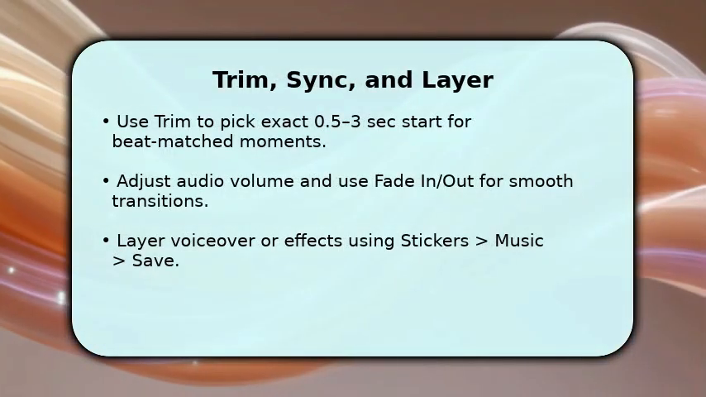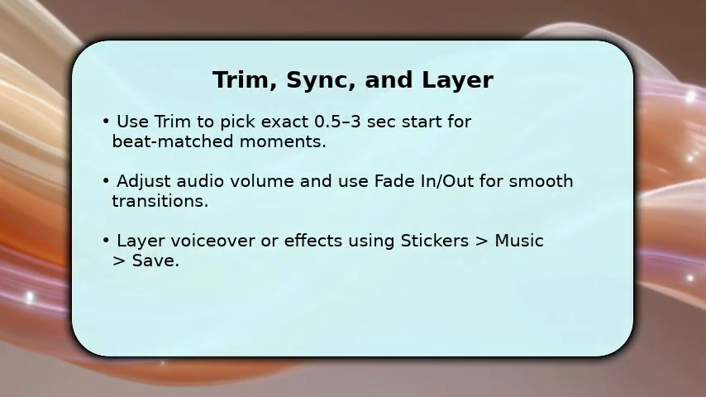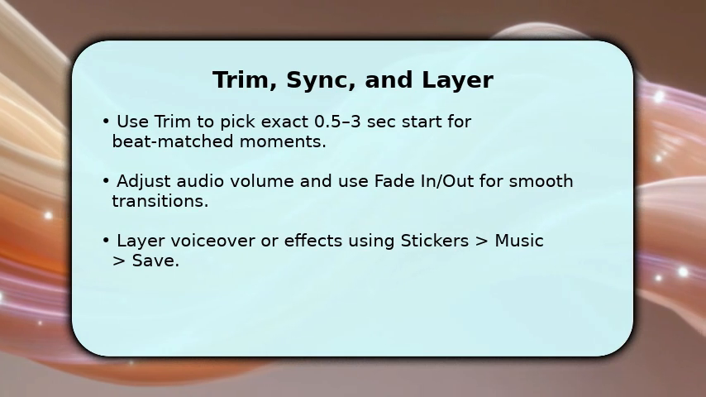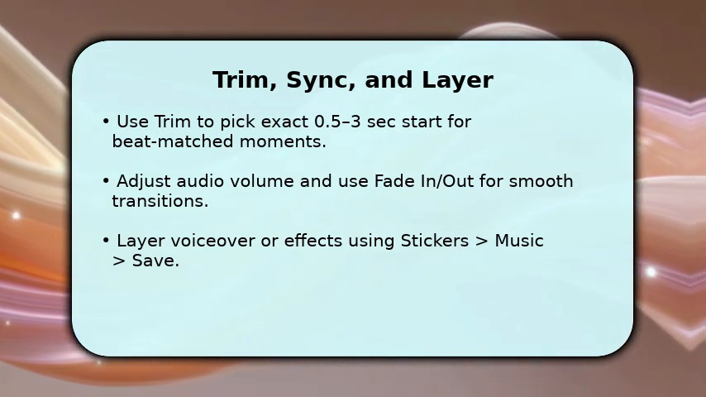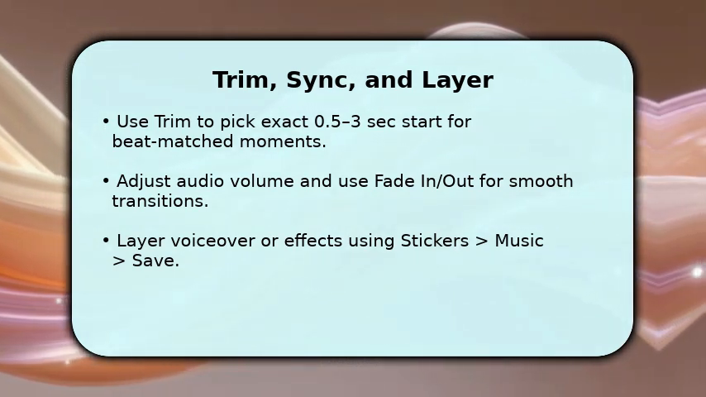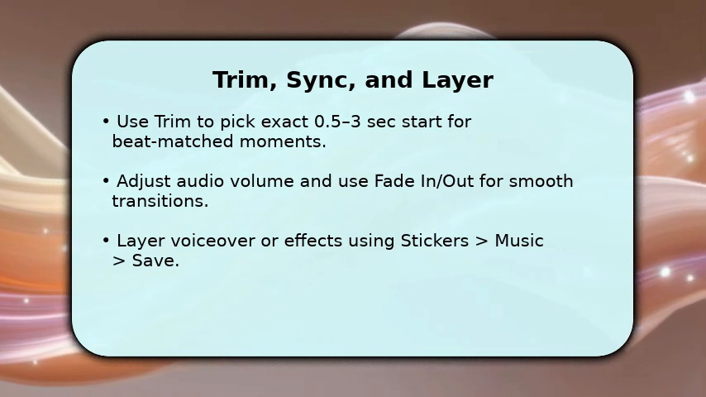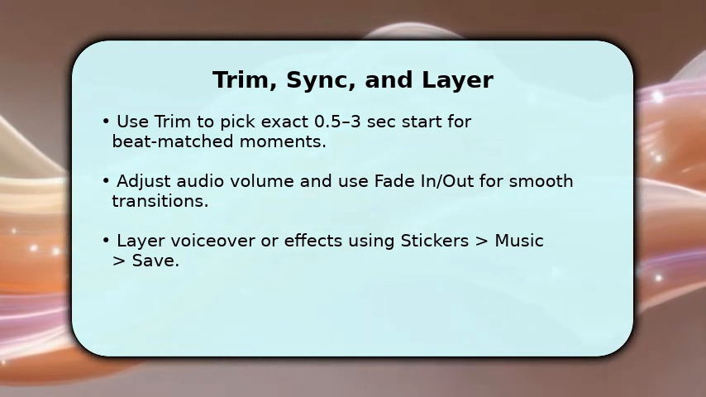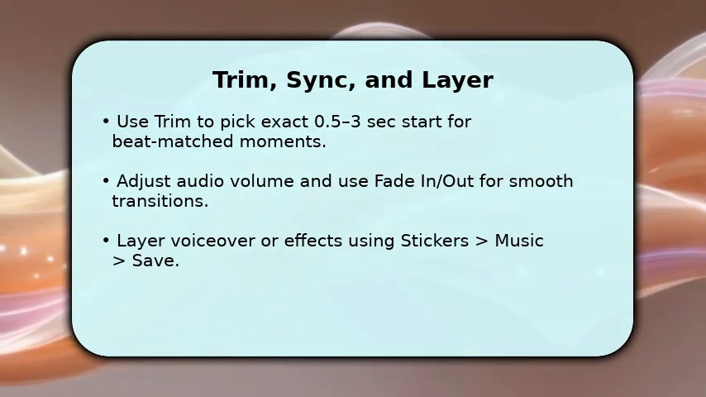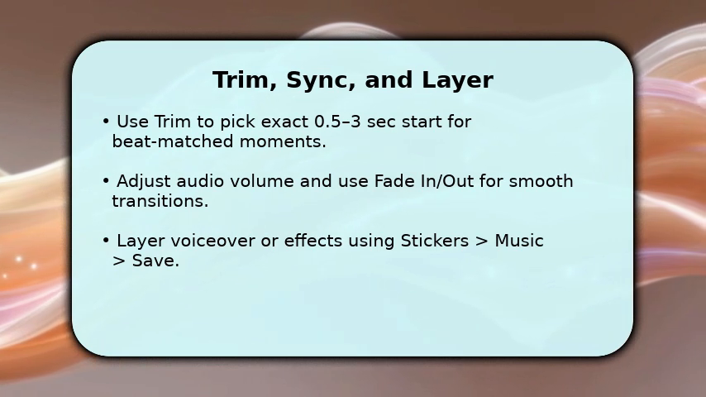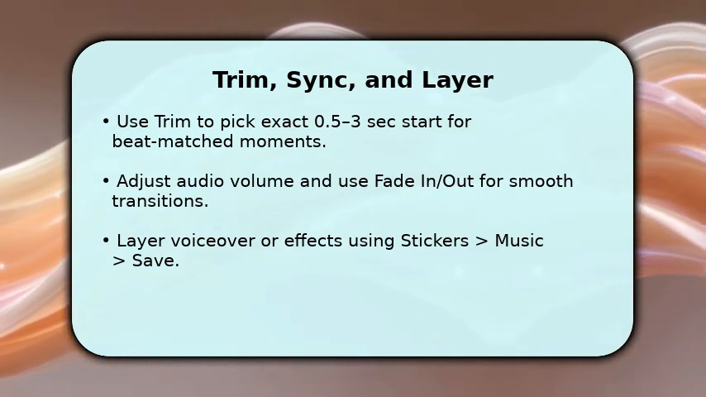Now you'll trim and sync. Select the song segment and drag the waveform to match key visual moments. This gives rhythmic impact. Adjust the music volume under audio controls so dialogue or ambience remains clear, and apply fade in or fade out to avoid abrupt cuts. If you need voiceover, record it and lower the music track beneath it.